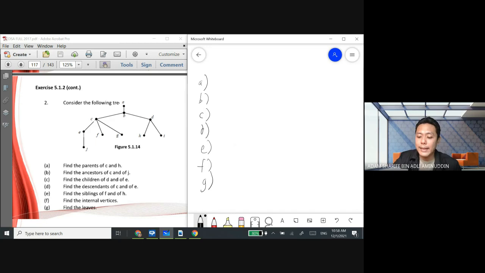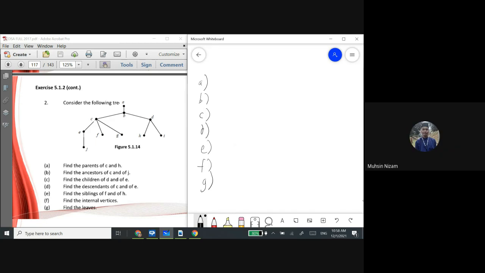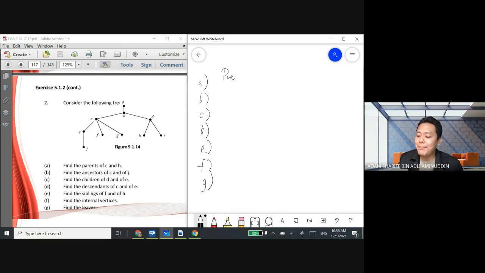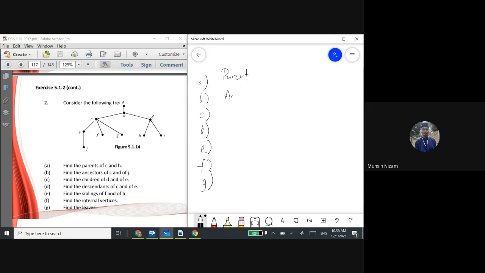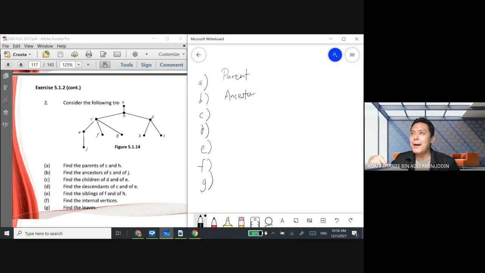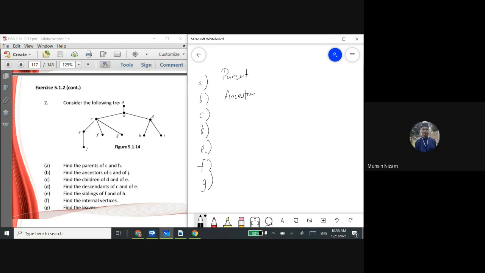Sir, yeah. Ancestor ke keturunan atas je? Semua keturunan atas. Parent satu level di atas saja. Dia bukannya atas dia sajalah. Maksudnya dia kena yang atuk-atuk semua tu kena juga. Atuk, bapa, moyang. Alright, semua sekali.